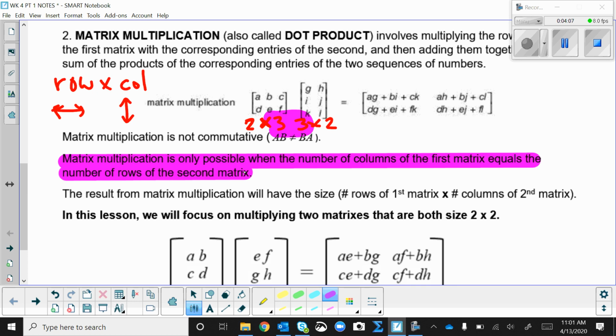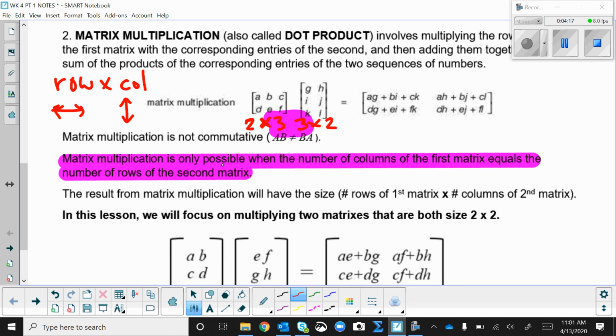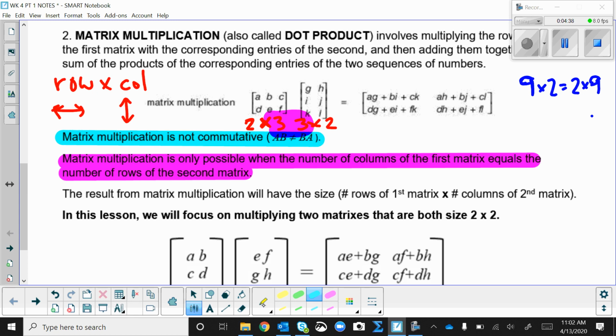But I want to point out here, it's very important that you write those dimensions down in the order that you're multiplying. In regular numbers, the order doesn't matter when you multiply. That's called the commutative property. So that would mean that 9 times 2 would give you the same answer as 2 times 9. The order doesn't matter. This is not true for matrices. Matrix multiplication is not commutative. So keep that in mind when you're setting up your dimensions and comparing them.